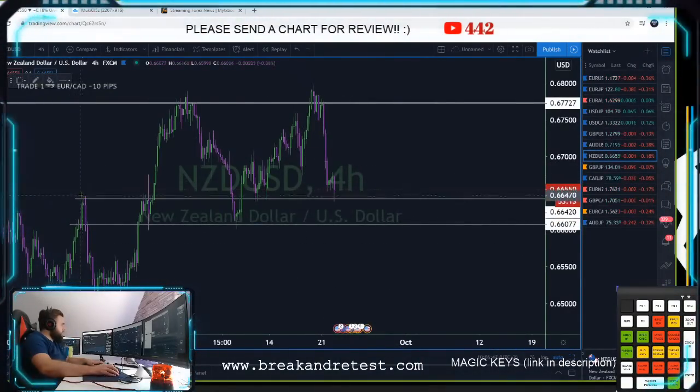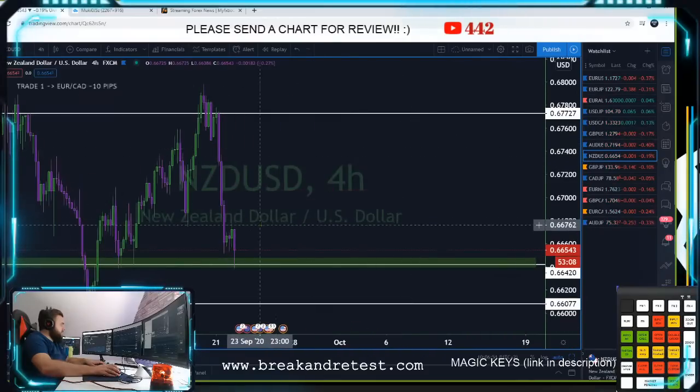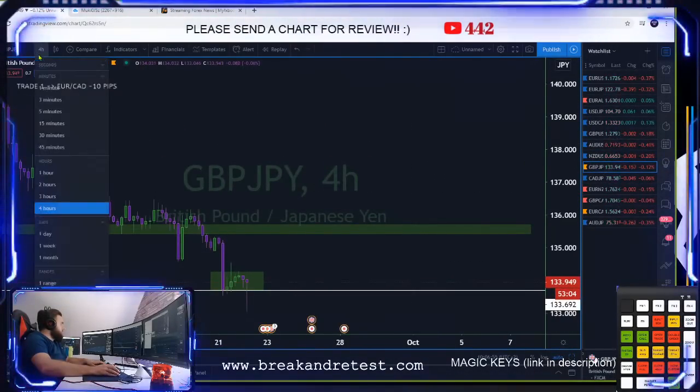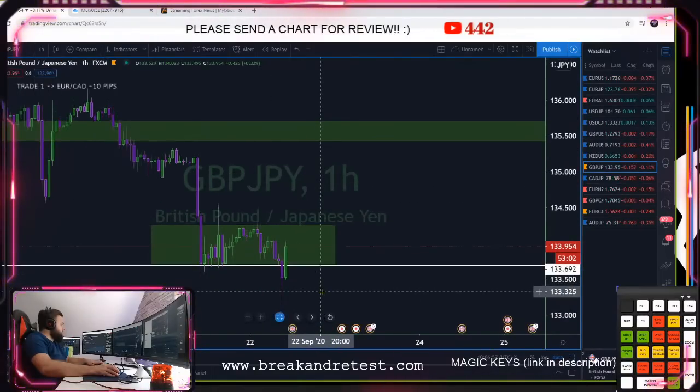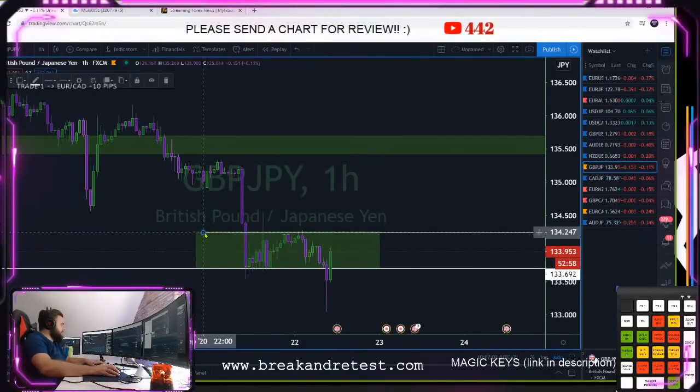Also NZD/USD is pretty much the same, but for now it's getting rejected. GJ is flying all the way up. Yeah, we might even have a break above this, who knows.